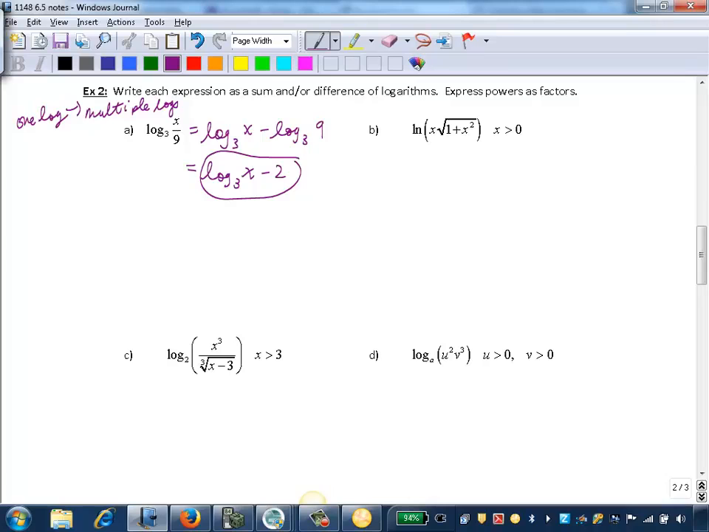Like I said in previous sections, with the logarithm stuff, a lot of these problems are not long. If you know the rules, these really shouldn't take you a long time. It just takes some practice learning the rules. All right, let's look at part B.